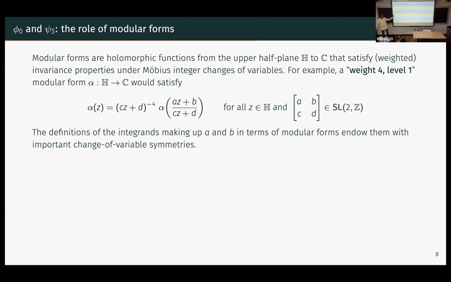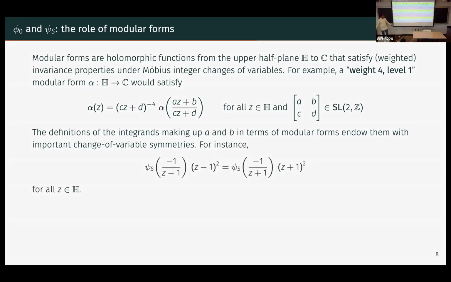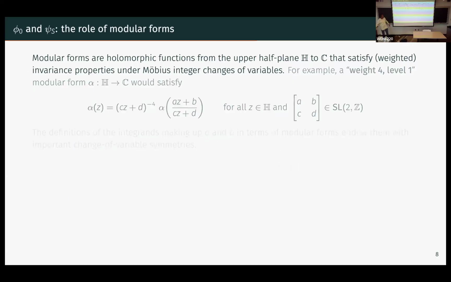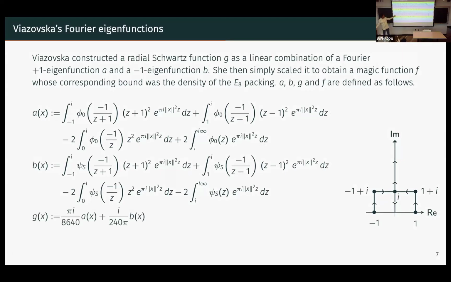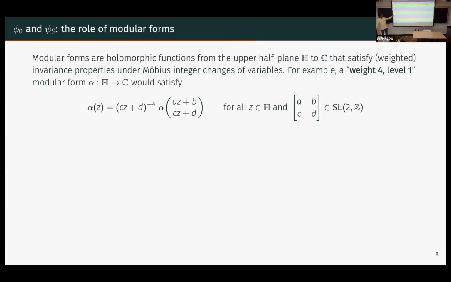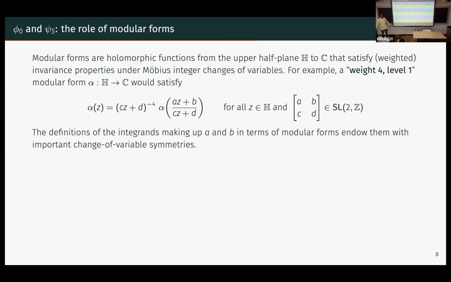I'm going to do that diagrammatically using just the contours, and then I think it'll be clearer. So for instance, if you consider the function psi s, which, if we back up a little bit, was in the definition of the minus one eigenfunction. And this is not how it's defined in the paper, by the way. The minus one eigenfunction is defined a little differently in Viazovska's paper, but because you have all of these myriad change of variable properties, you can prove that it looks like what I say it looks like.